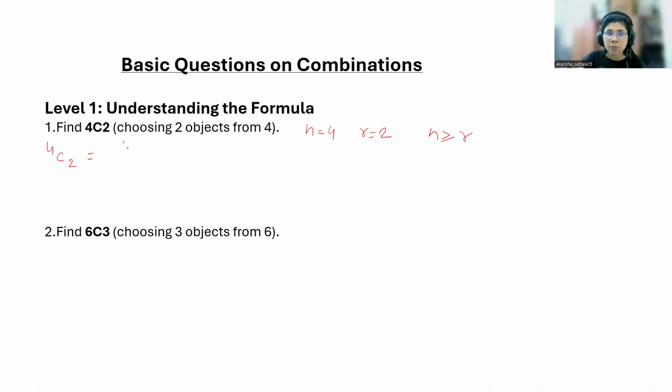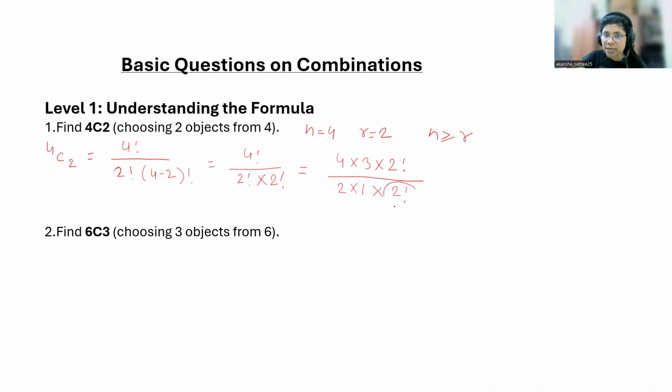So apply the formula. Formula is n factorial upon r factorial, but that is 2, right? That is 2 factorial and 4 minus r. So it will give you 4 factorial upon 2 factorial into 2 factorial. So now 4 factorial means 4 into 3 into, can I write it as factorial 2? Same thing, no? So 4 into 3 into 2 into 1. 2 into 1 is nothing but factorial 2 upon 2 into 1 into factorial 2.